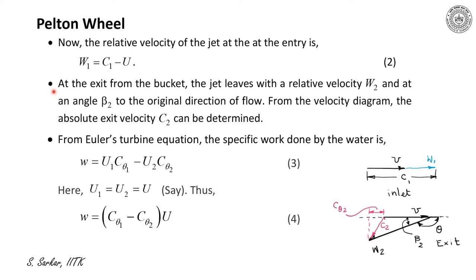Hence, from the velocity diagram, one can evaluate the absolute exit velocity C2. Now, from the Euler equation for turbine, the specific work done by water on the rotor is given by small w is equal to U1 C theta 1 minus U2 C theta 2. Now here, U1 is equal to U2 is equal to U. Thus, the specific work done by water is given by small w is equal to within bracket C theta 1 minus C theta 2 into U, and is given by equation number 4.